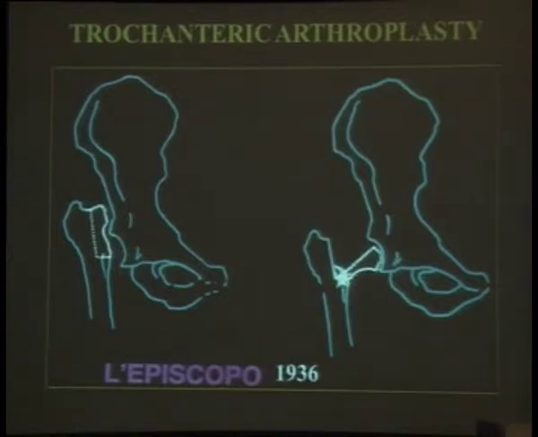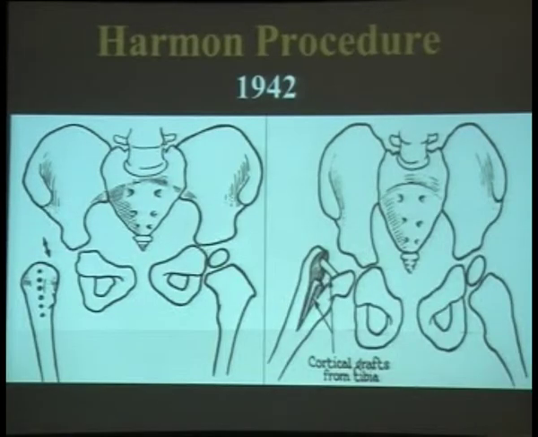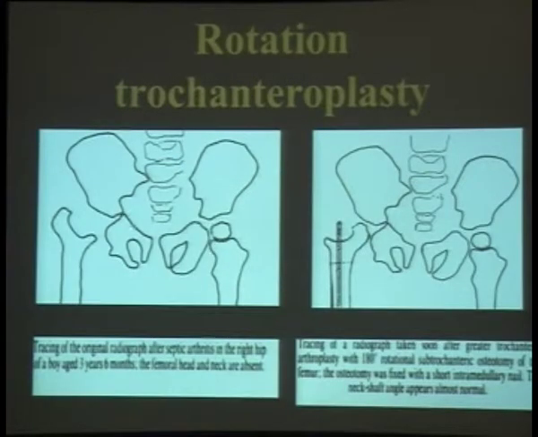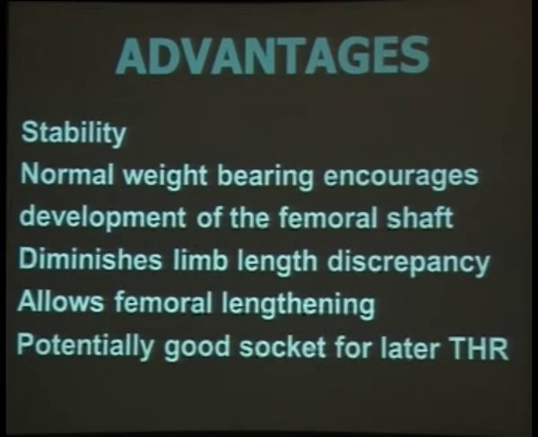Leviscopo in 1936 bifurcated the upper end of the femur and turned the inner part into the acetabulum. Harmon did the same, utilizing bone grafts. Bone grafts were kept to force the medial part inside the acetabulum. And then a very ingenious way has been described by Israeli surgeons in the 1980s. And this is rotation trochantroplasty, where the trochanter is rotated inward. So you turn it 180 degrees, and that's contained in the acetabulum. So these are all different ways.